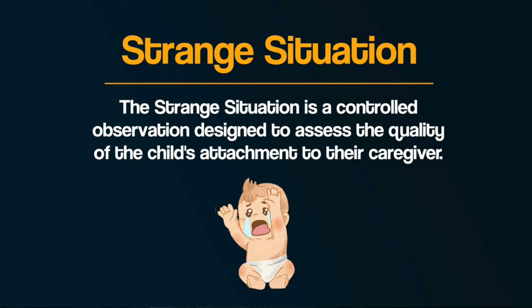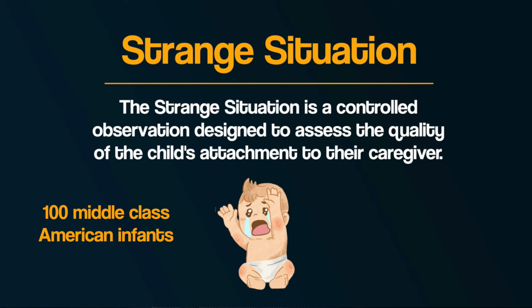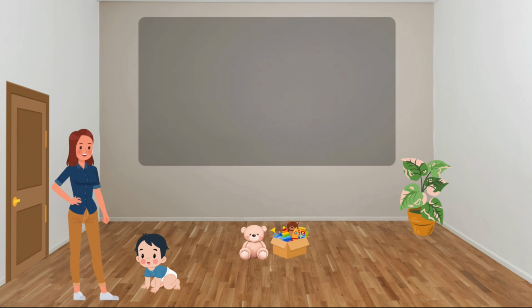Next, let's consider Ainsworth's strange situation and the attachment types. Mary Ainsworth developed the strange situation, a controlled observation designed to assess the quality of a child's attachment to their caregiver. Ainsworth's study involved 100 middle-class American infants aged 12 to 18 months and their mothers. The observations were conducted through a one-way mirror, allowing researchers to discreetly watch the child's behaviour without influencing it.